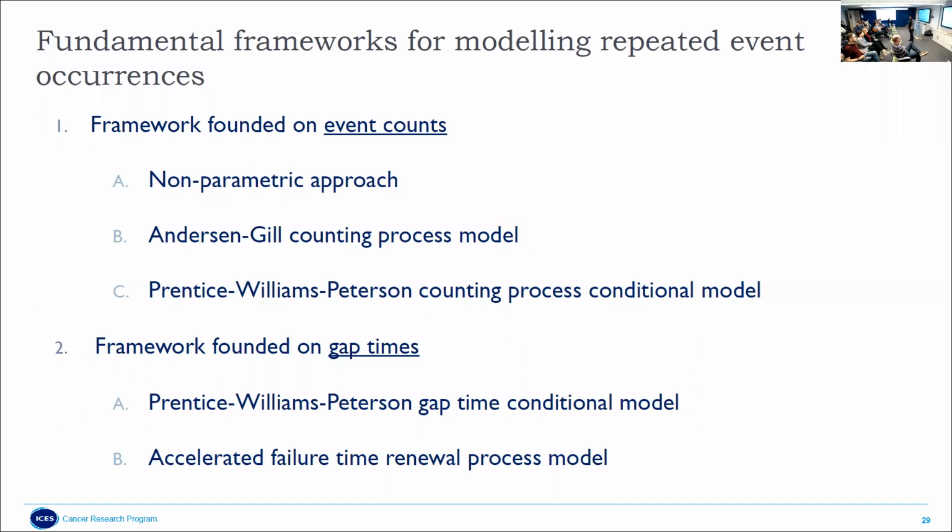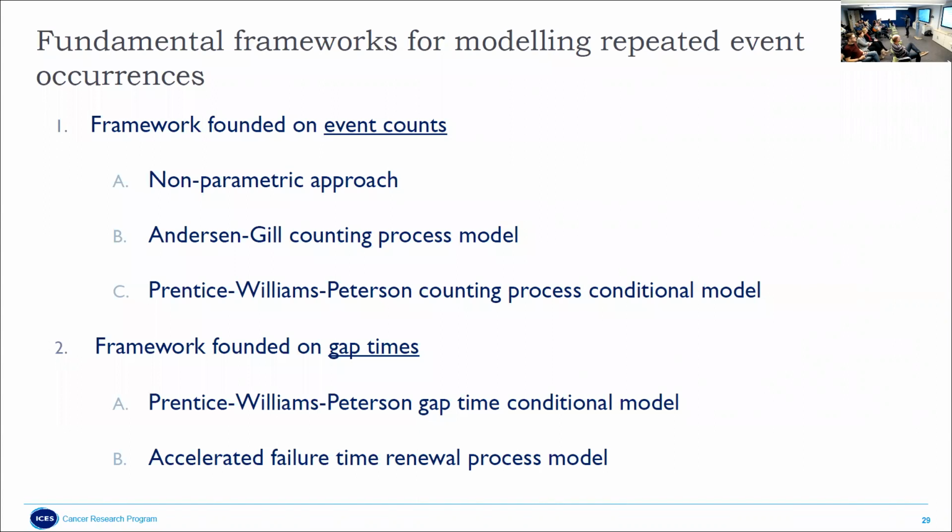Fundamental framework for recurrent event analysis. So how do we usually model that transition intensity function? There are two main ways to do it. You can think of modeling based on counts, on the event counts. You can also think of modeling based on gap times, so modeling the space between the events instead.